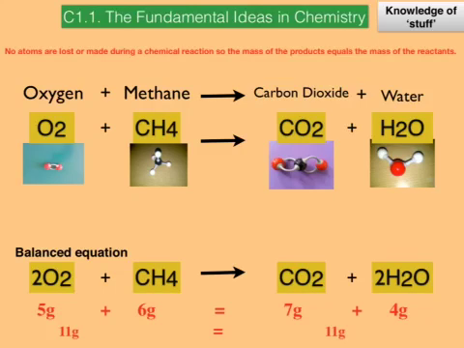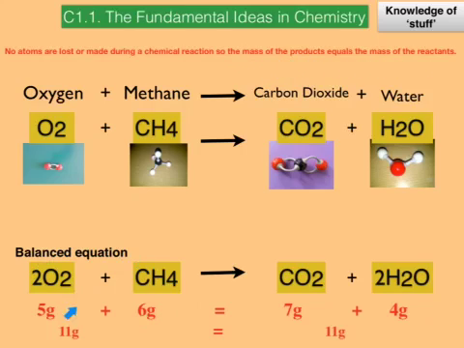The last fundamental concept or idea for this section of the chemistry is about what happens in these reactions. What happens to the molecules? And a really important point is up here at the top. It says that no atoms are lost or made during a chemical reaction. So the mass of the product equals the mass of the reactants.